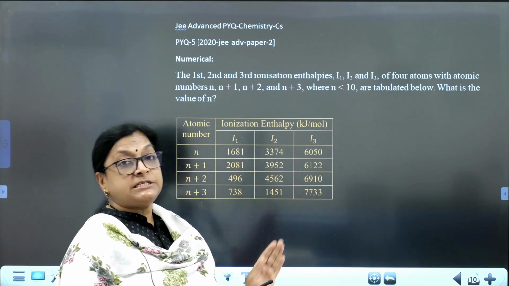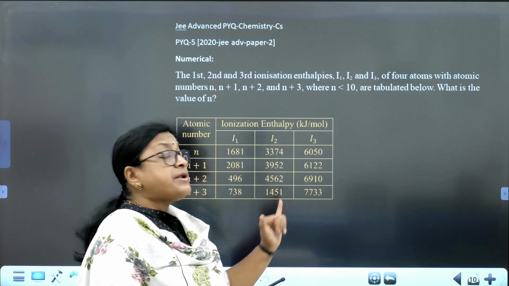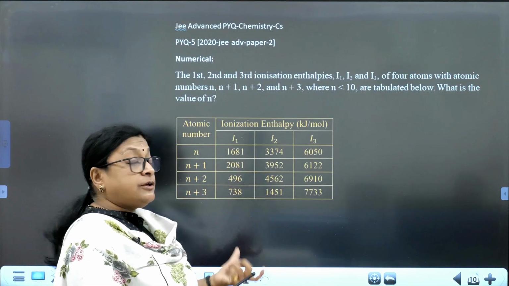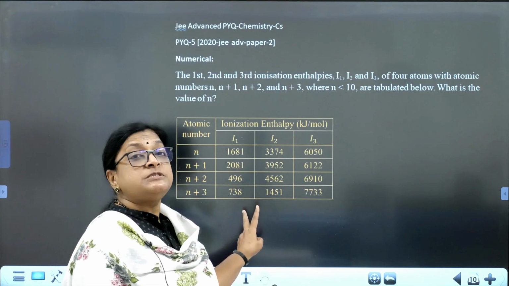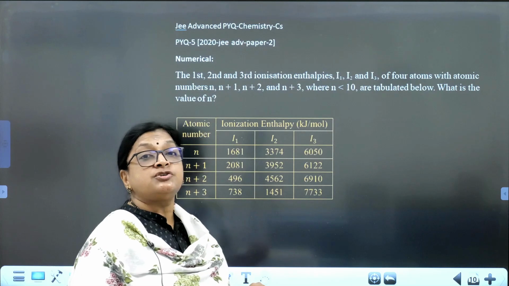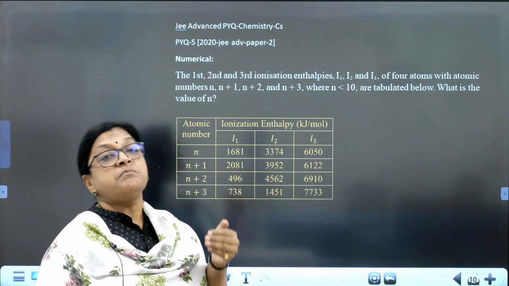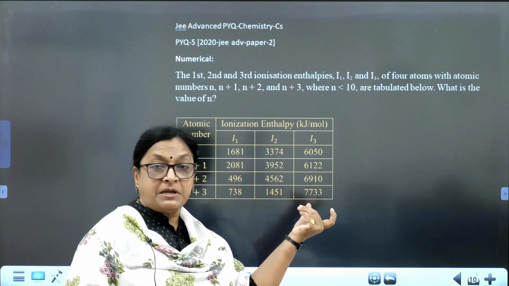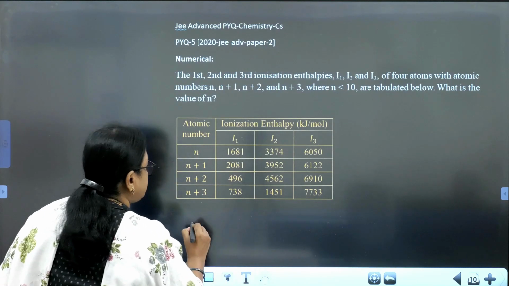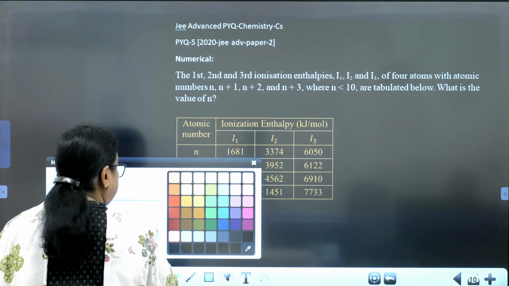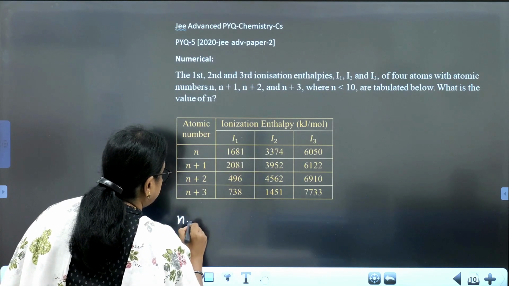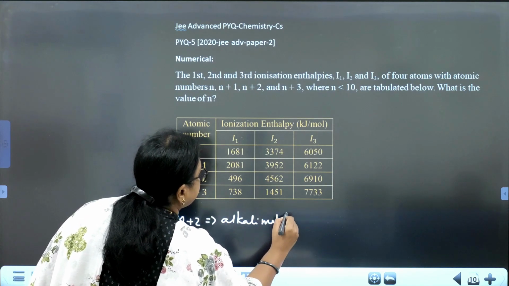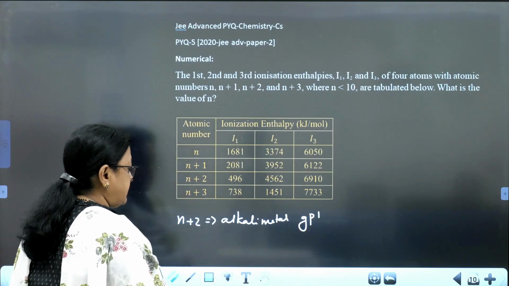Going to its third ionization enthalpy, you can see the third ionization enthalpy is considerably big, which gives an indication that for the element with atomic number n plus 3, 2 electrons must be there in the valence shell, and the third electron must be removed from the n minus 1th shell, which means n plus 2 must be an alkali metal, a group 1 metal. It must be an alkali metal, group 1, the first group in the periodic table.